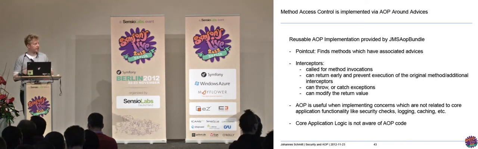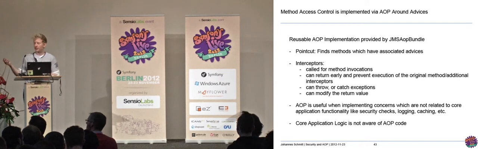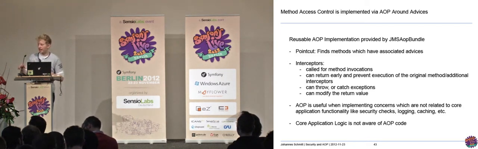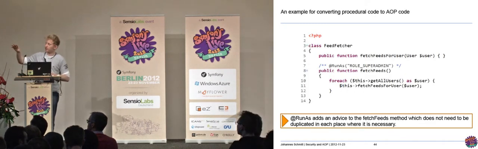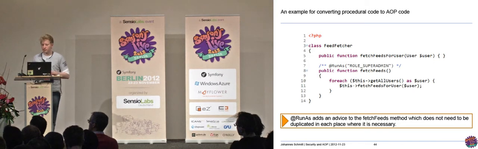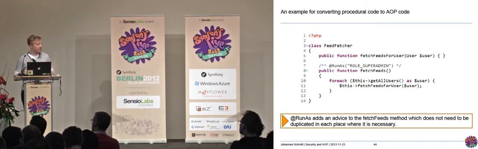And the good thing about that is that if you use AOP, your core application code is not aware of these extra concerns that you basically have, like security checks, logging, caching, but in your controllers, you would really focus on the core application logic that you have. I want to give an example for that, how it looks using AOP and how it looks if you use procedural code where you write out everything.